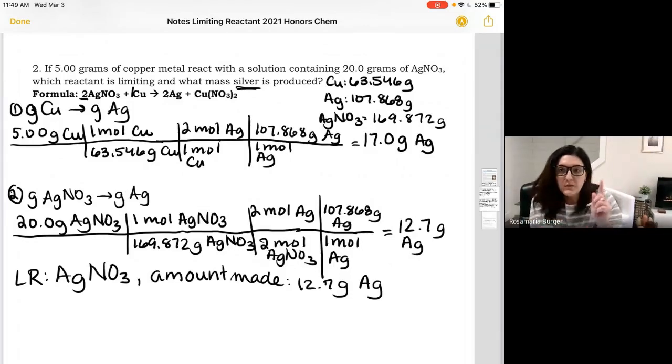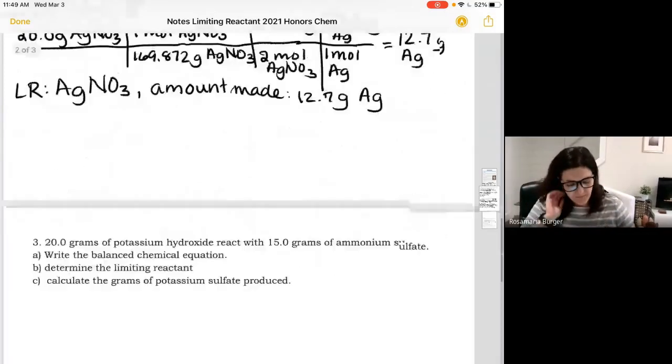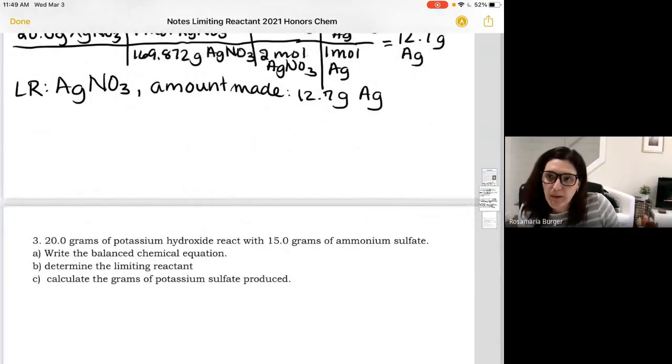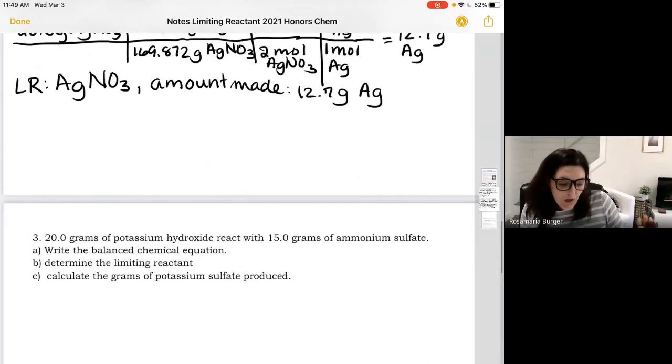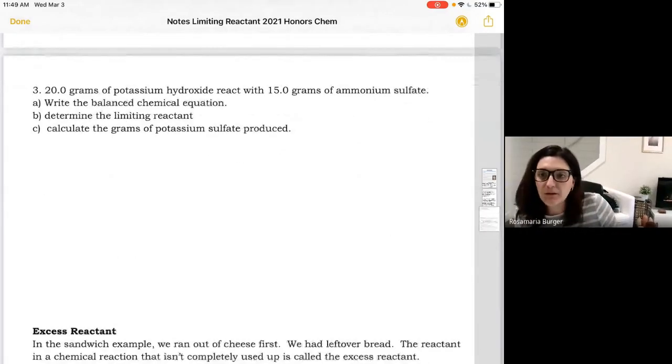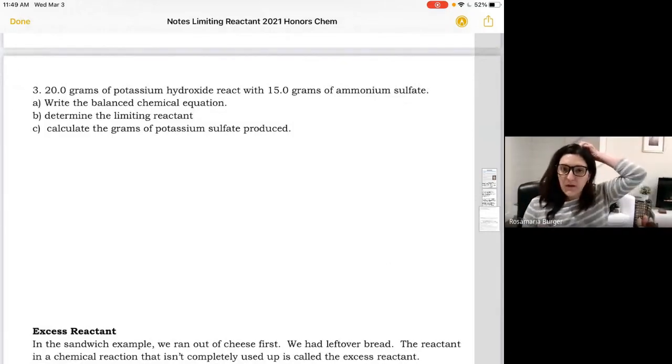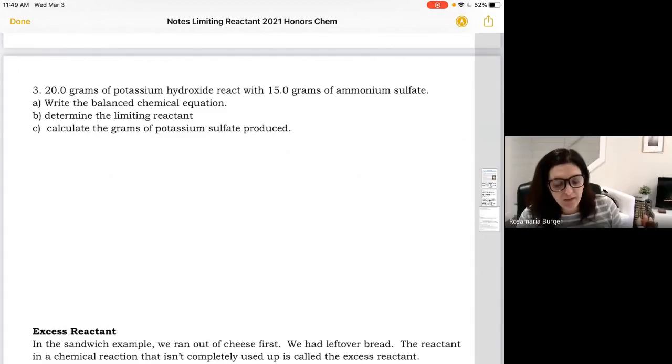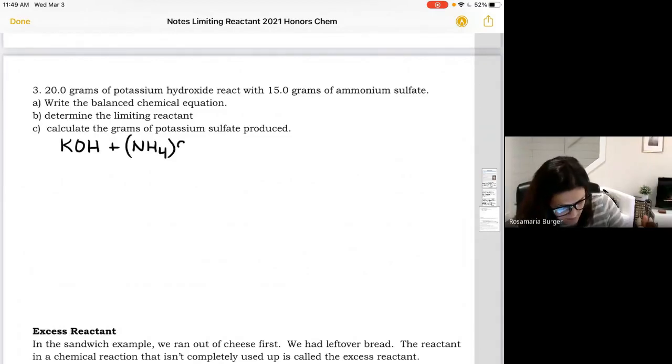Okay, let's do another example, and I'm going to teach you something different. It's like an offshoot of this. Oh, look at this. There's no equation. I'm going to have to use your knowledge from previous sections to figure it out. Okay. We've got potassium hydroxide. So I'm going to write my equation, potassium hydroxide and ammonium sulfate. So ammonium is a +1, sulfate's a -2, so it's going to be (NH4)2SO4.